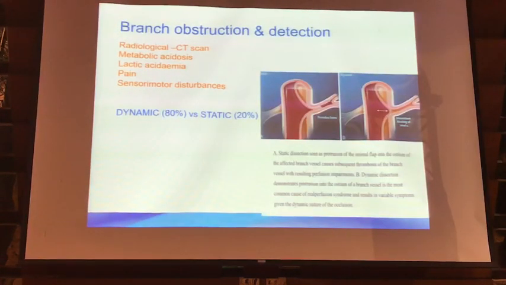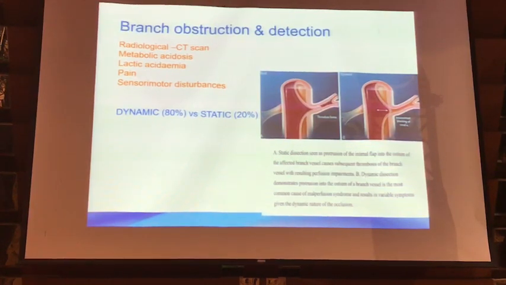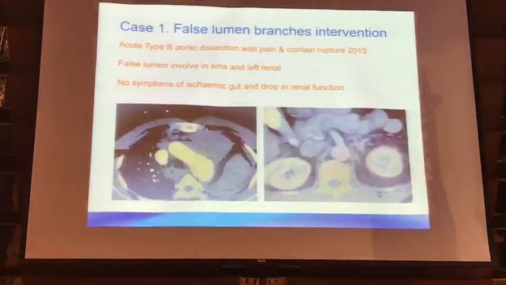And there are two types of branch obstruction: the dynamic one, which most of us have to deal with, and very rarely the static one. We can detect all these things through radiology guidance from CT, biochemistry, and clinically from the patient. I'm going to share with you a few cases that I have done in the past to illustrate what we do with the false lumen branches.